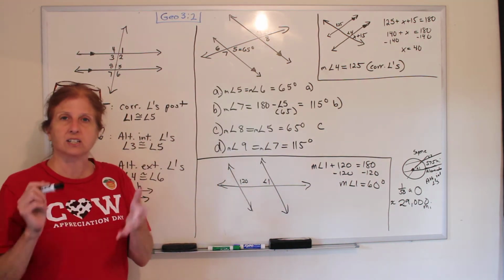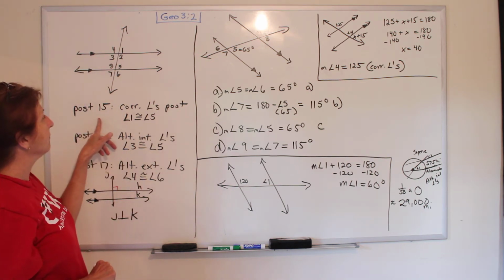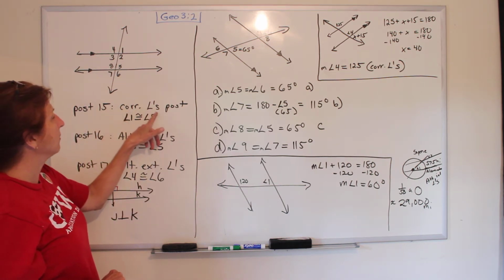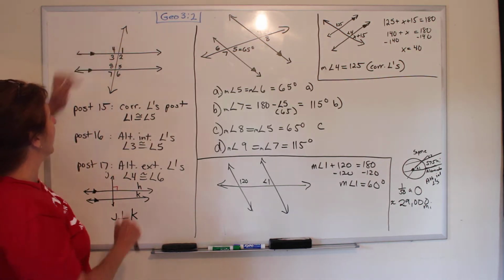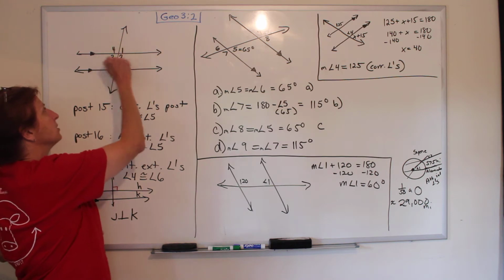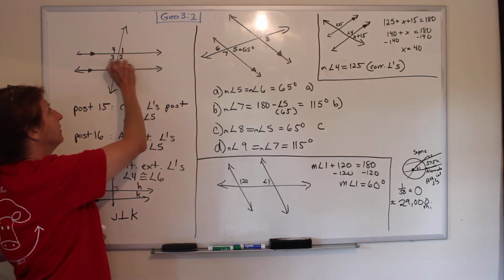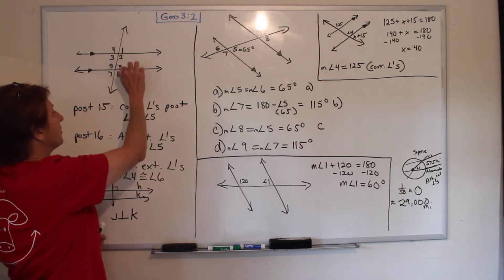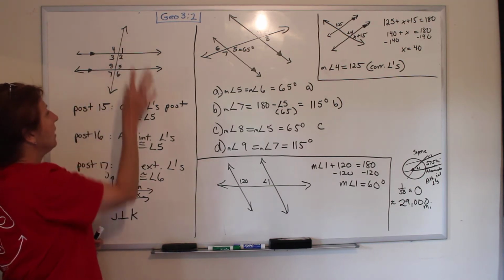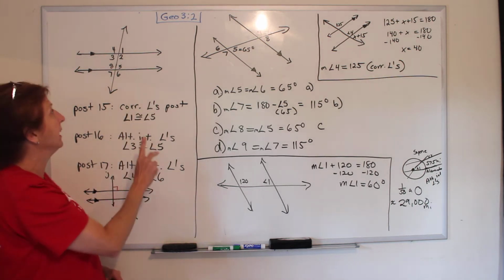Alright, so here's our next postulate. Remember, we use postulates and theorems to prove things. And this is postulate 15. Corresponding angles postulate. So 1 and 5 are both, if this was a circle, they're both in the top right side. Do you see that? They're both in the same position, the top right side. And they are equal to each other. They're congruent. Their measures are equal.